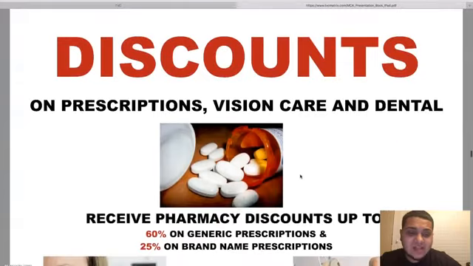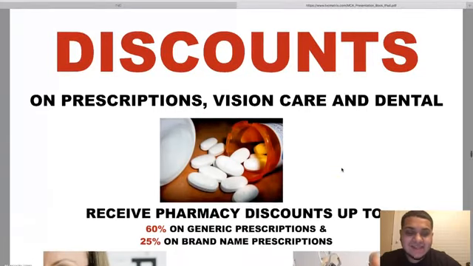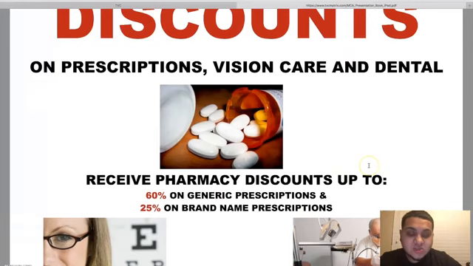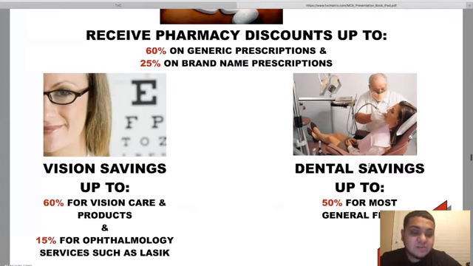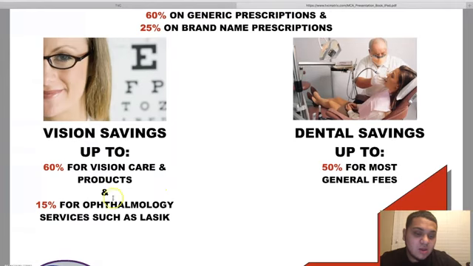Membership includes discounts on prescription, vision care, and dental. Receive pharmacy discounts up to 60% on generic prescriptions and 25% on brand name prescriptions. Vision savings up to 60% for vision care and products, 50% for ophthalmology services such as LASIK. I don't even know what that is. For example, in my case, I use contacts and glasses, right?